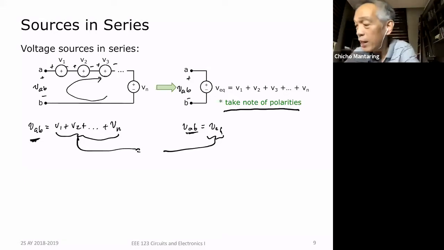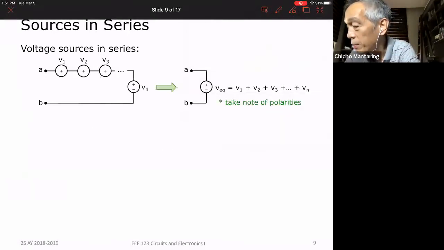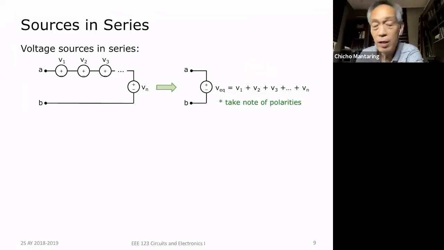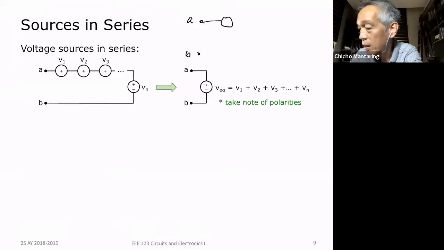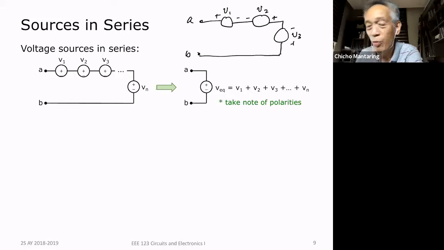Okay, why did I say take note of the polarities? Okay, what if, for example, what if I had A and B? This is V1. Sabi natin minus plus yan V2, minus plus V3. What is V equivalent?